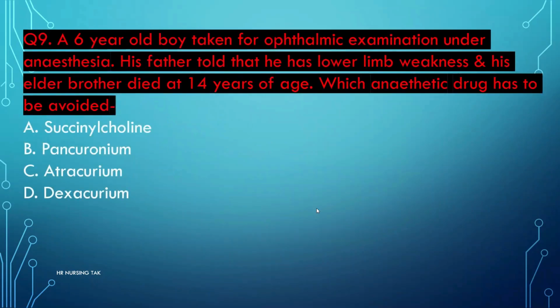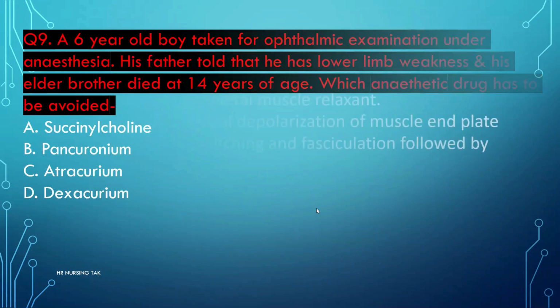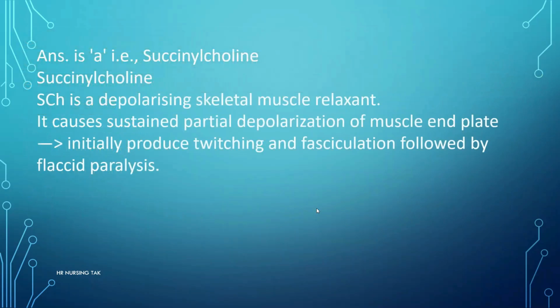Question 9. A 6-year-old boy taken for ophthalmic examination under anesthesia. His father told that he has lower limb weakness and his elder brother died at 14 years of age. Which anesthetic drug has to be avoided? A. Succinylcholine, B. Pancuronium, C. Atracurium, D. Doxacurium. Correct answer is A. Succinylcholine. Succinylcholine is a depolarizing skeletal muscle relaxant. It causes sustained partial depolarization of muscle end plate, with initial twitching and fasciculation followed by flaccid paralysis.